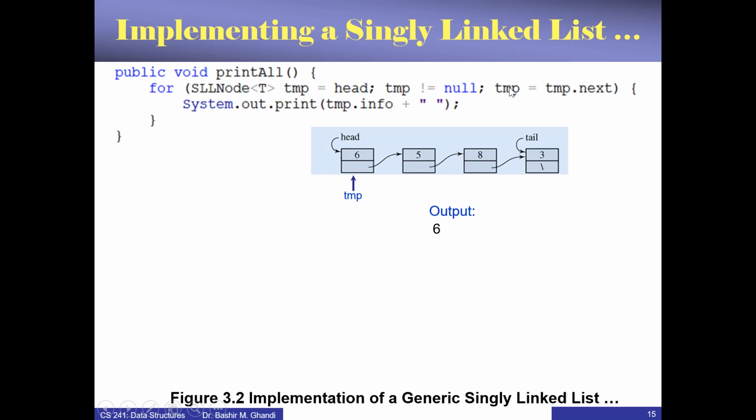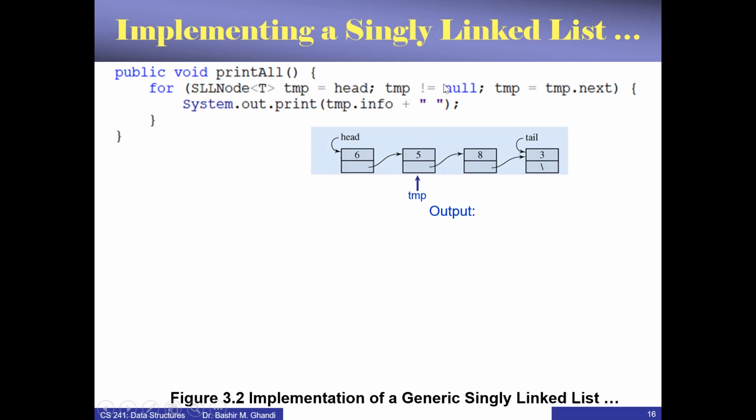After doing the body, it will go and do the increment. What does that mean? Temp becomes temp.next. So this is temp and this is temp.next. We are saying temp should become temp.next, so temp is going to come to the second node. Okay, so temp will be here.